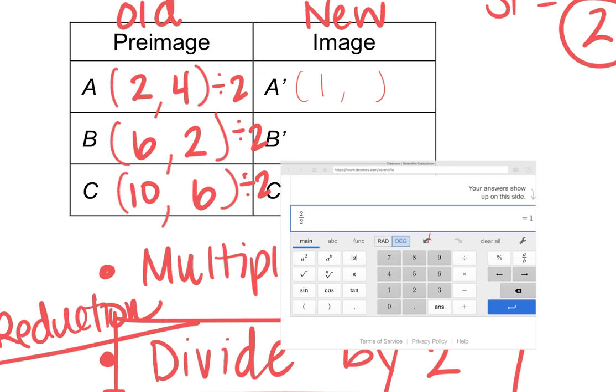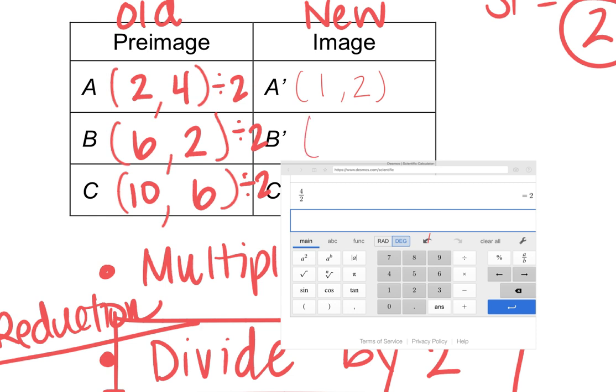Okay, so I'll do the same thing here. I'm going to do 4, and I'll divide it by 2 and get my answer. And I get 2. Okay, so this is 2. So 1 comma 2 is my a prime. So I'm going to keep going. I should be doing the same thing for every part.